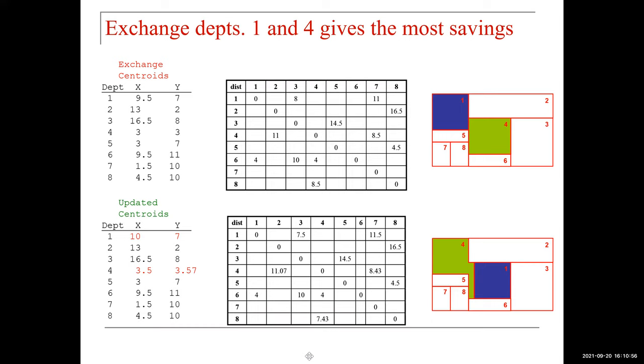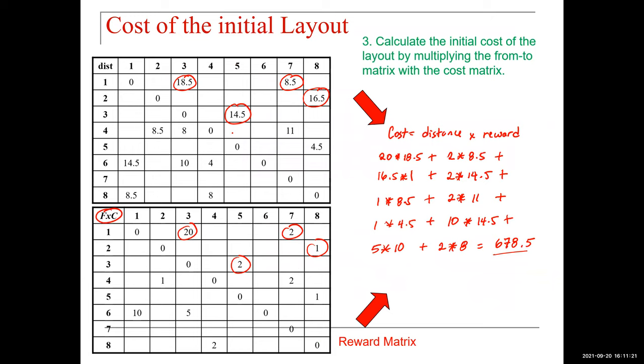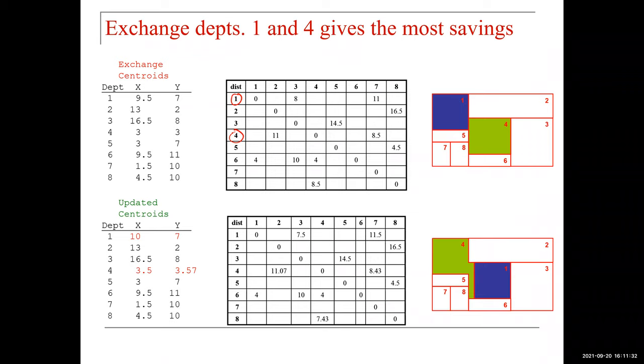What's going to happen, if you look at your distance from here, the only distances that are going to change are the ones associated with one and four. The rest of the distances from this table, these distances that you computed, are going to remain the same because they are not affected by the exchange between one and four. So this one is going to stay the same, this is going to stay the same, same, same, same, same, and same.